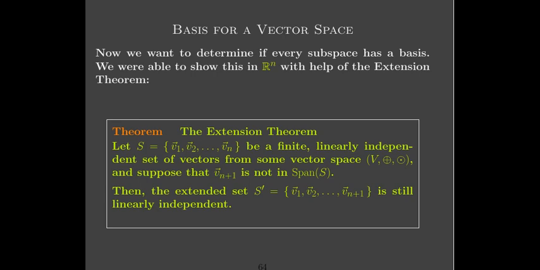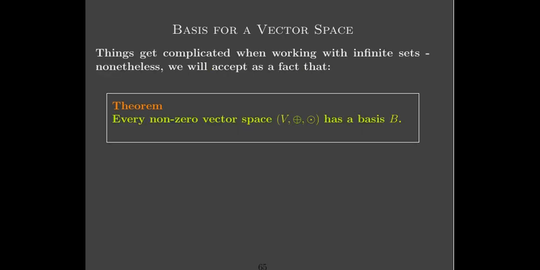Now, does every subspace in general have a basis? We know it's true for Euclidean vector spaces, but what about general real vector spaces? Well, with Euclidean space, we had this extension theorem that said that if we had a set which was finite and linearly independent, and we were able to find another vector which did not belong to the span of S, then the augmented or extended set is still linearly independent.